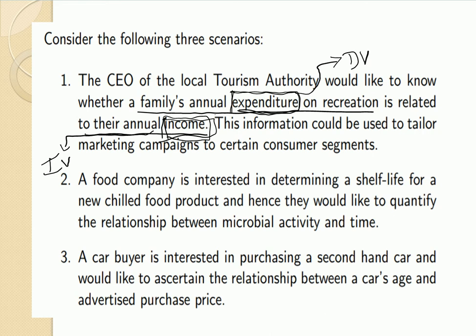In the second example, a food company is interested in determining a shelf life for a new chilled food product, and hence they would like to quantify the relationship between microbial activity and time. Now, in this example, when we see this part of the sentence, they would like to quantify the relationship between, then from this we can identify the two variables. And so the two variables are microbial activity and time.